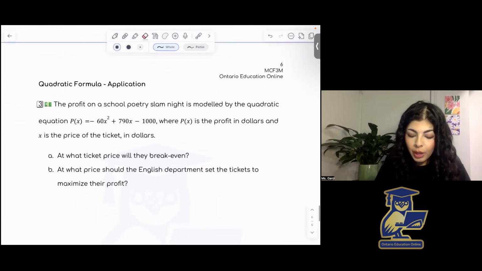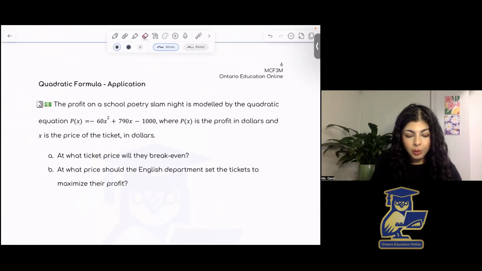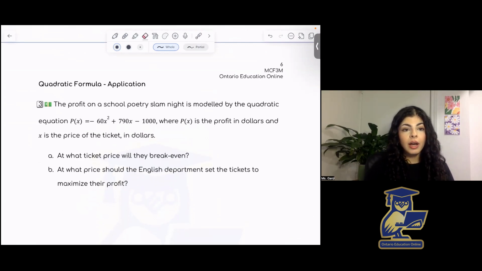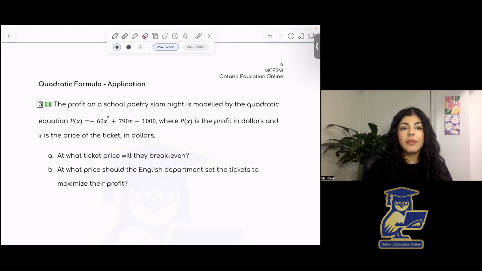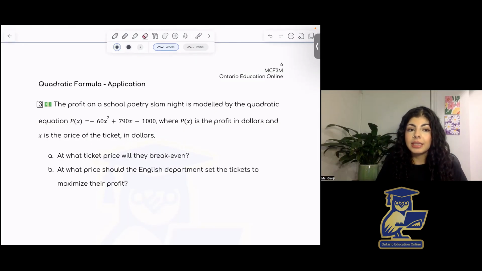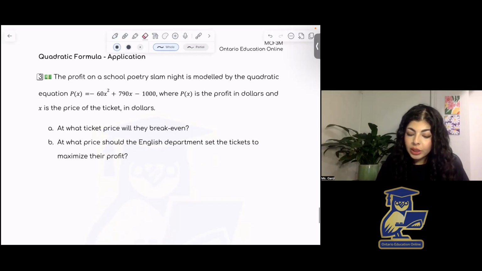So now we have an application question for the quadratic formula, where you are told that the profit on a school poetry slam night is modeled by the quadratic equation p(x) = -60x² + 790x - 1,000, where p(x) is the profit in dollars, and x is the price of the tickets, also in dollars. Our first question is, at what ticket price will they break even?